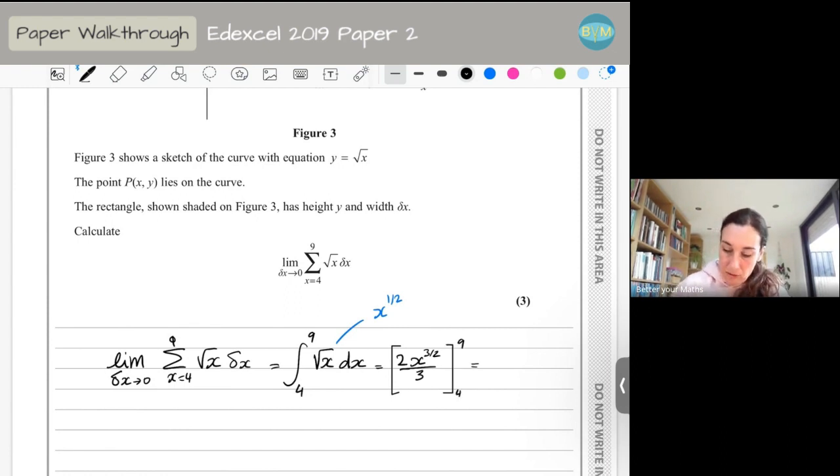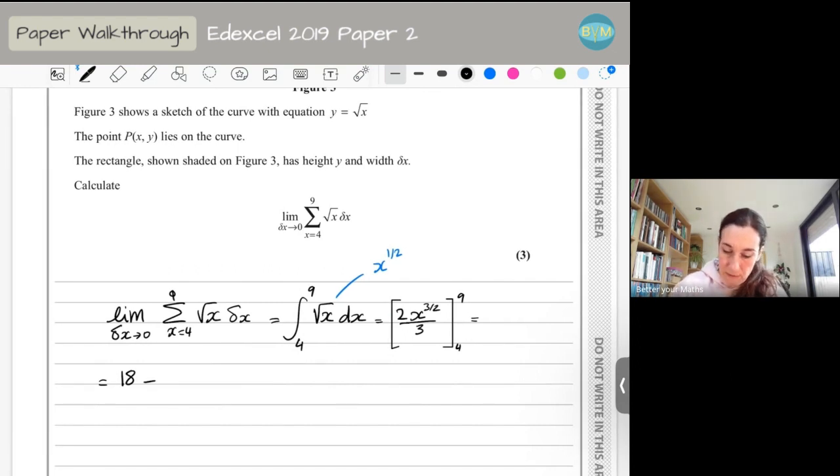When I substitute by 9, you can do it with the calculator, root 9 is 3, 3 cubed divided by 3 squared is 3 squared, which is 9 times 2, 18. So this is f of 9, and then the same with the 4. With the 4, I have root 4, which is 2, cubed, which is 8, times 2, which is 16/3. Yeah? 16/3, and then this is 38/3. No? 38/3.